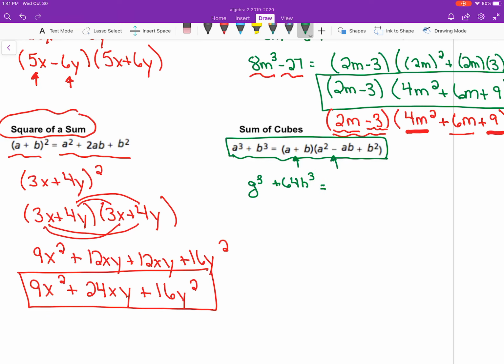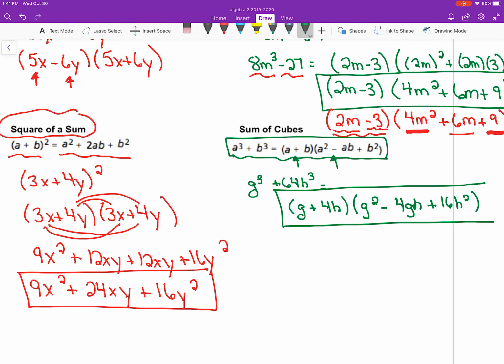And again, go with the approach that I said previously. Take the cube root of g cubed and the cube root of 64h cubed, and that's going to be the a and the b. And then square the first term, multiply them together for the second term, and then square the last term. And that is your final answer.